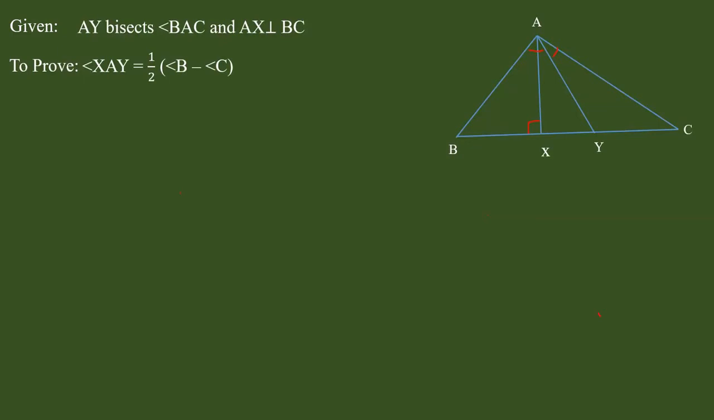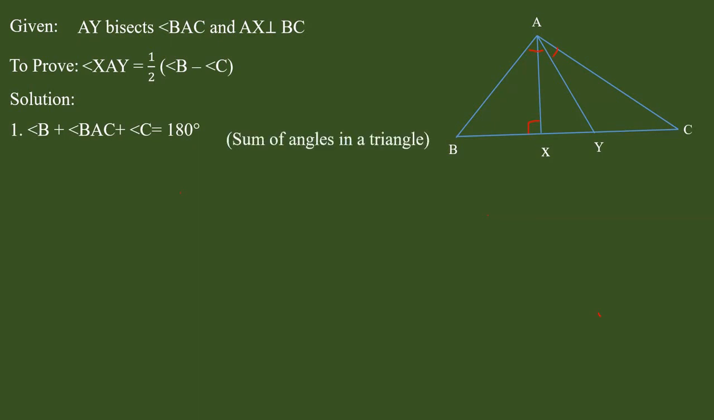Now for the solution, first of all, what you need to think is that there are two things given, which are very important. One is AY bisects angle BAC, another is AX perpendicular to BC. Now the given is very important. We need to use them properly, okay? In the first case, we can just simply take the sum of angles in a triangle. Angle B plus angle BAC plus angle C is 180 degrees. The reason is the sum of angles in a triangle.